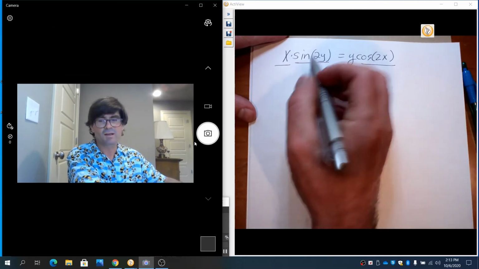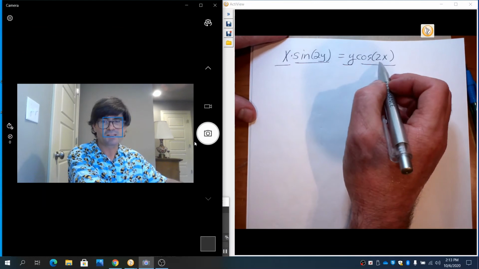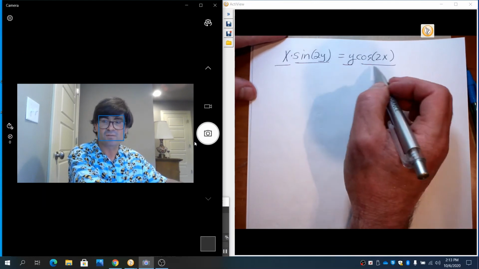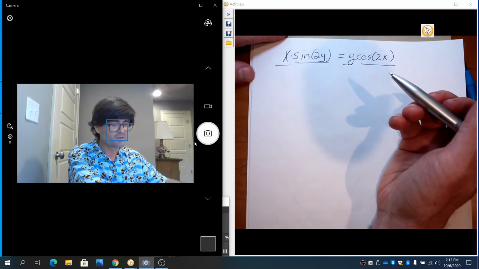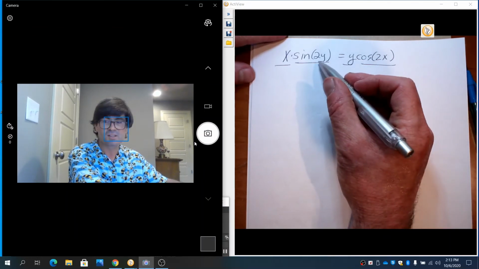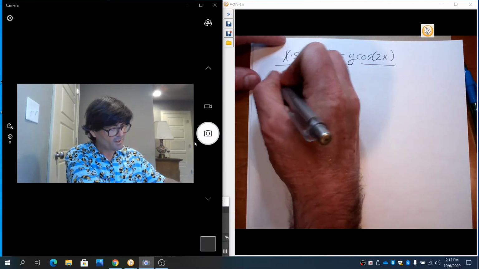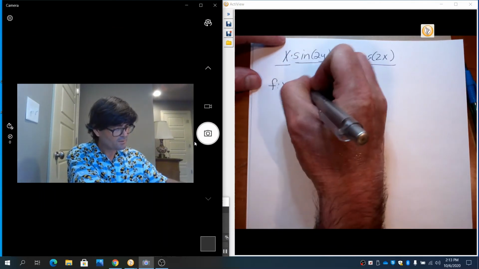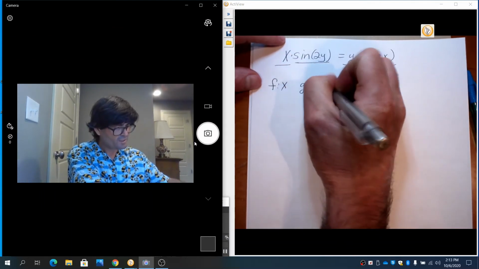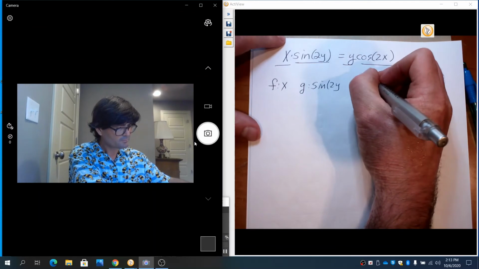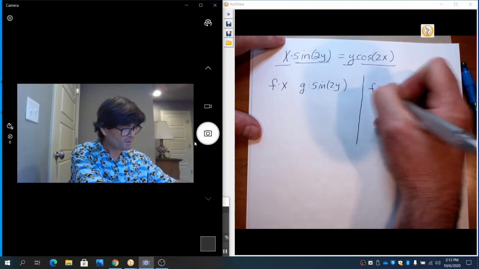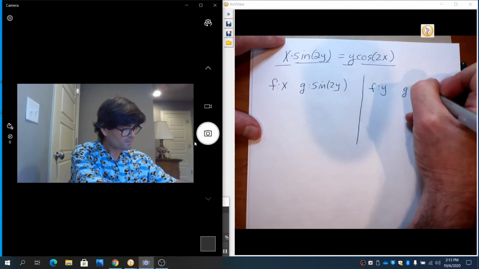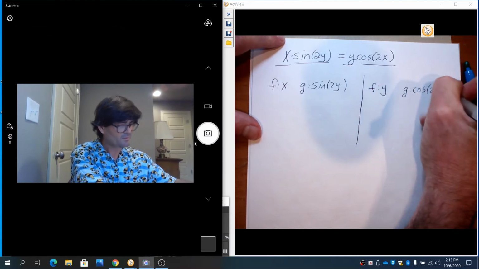Also, sine of 2y is a chain rule. Cosine of 2x is a chain rule because the inside of sine and cosine have another function, their compositions. So we're going to do f is x, g is sine 2y. F is y, g is cosine 2x.